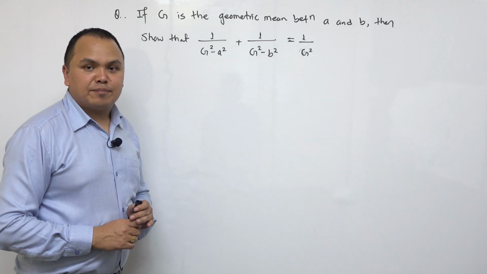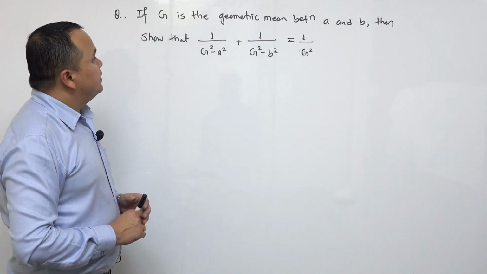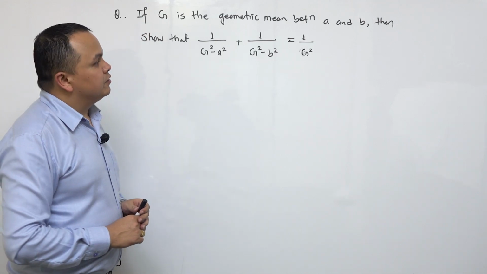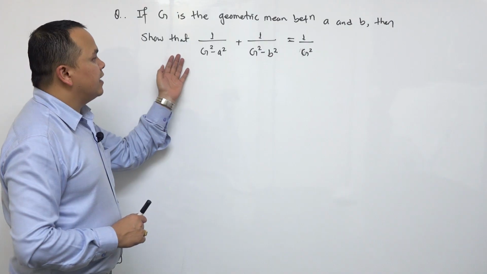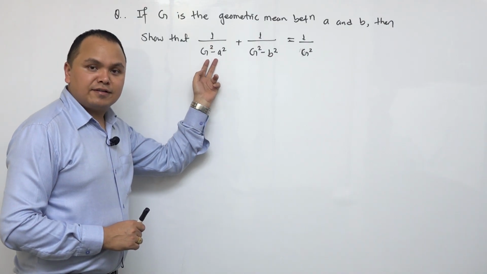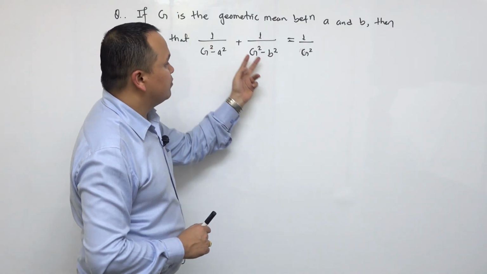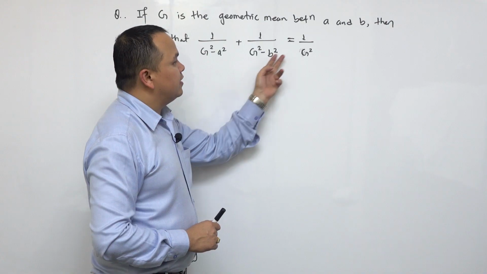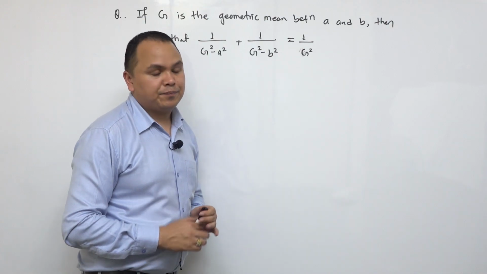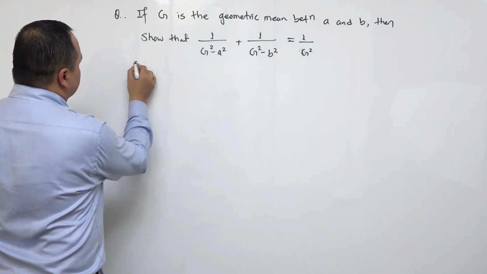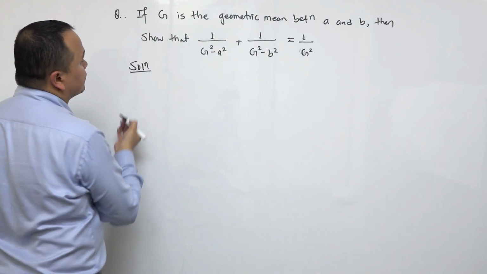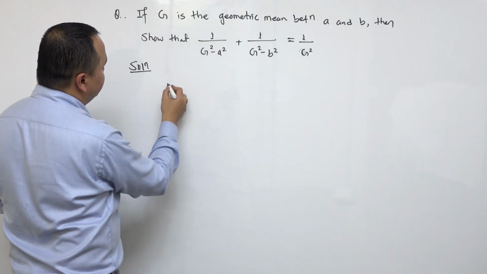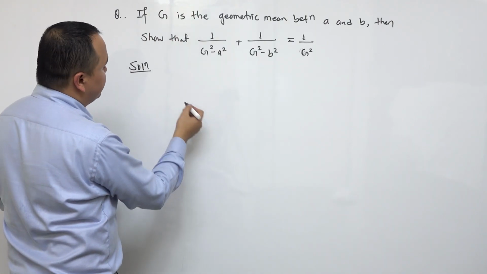Okay, we have one example. If G is the geometric mean between A and B, then prove that 1 upon G square minus A square plus 1 upon G square minus B square is equal to 1 upon G square. The solution: by given, G is the geometric mean between A and B.